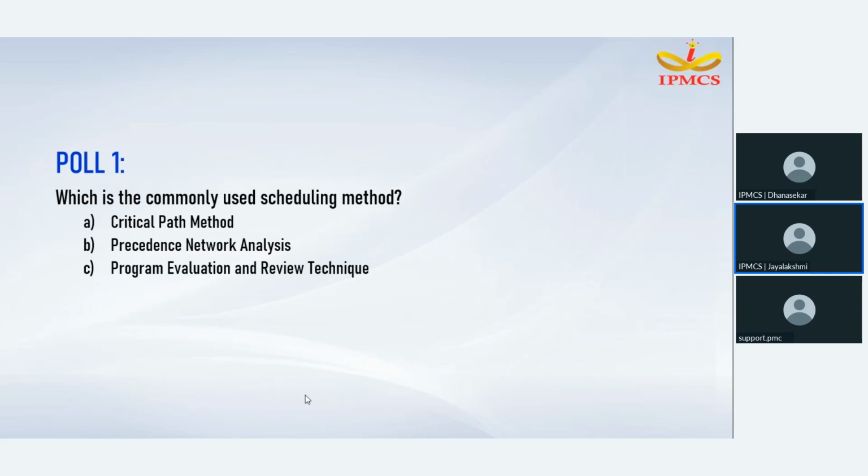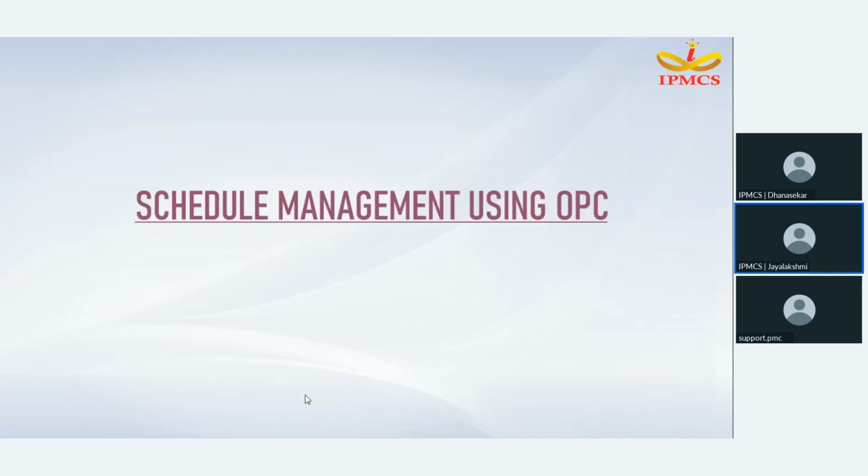So yeah, the poll results are with me. 50% of people have voted for critical path method. As per my opinion, it is like a combination of CPM and the precedence network, but basically, it is critical path method itself. Now let me move on to the demo. Let me show how the schedule management can be done inside OPC.